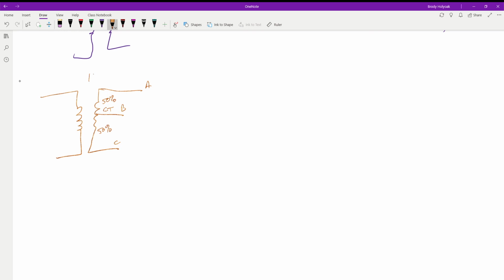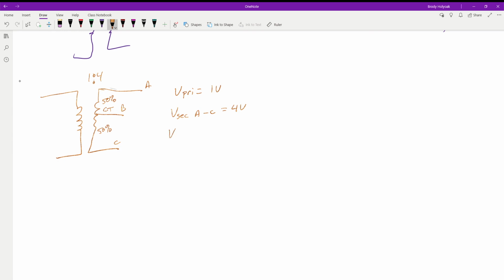So we have a 1-to-4 transformer. What this means is from the entire primary to the entire secondary, it's going to step it up by 4 times. So if the voltage of our primary is equal to 1 volt, the voltage in our secondary from A to C is going to be equal to 4 volts. Because if we look, we're going across the entire secondary coil. So we're going to get everything.